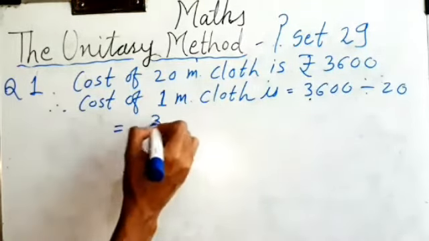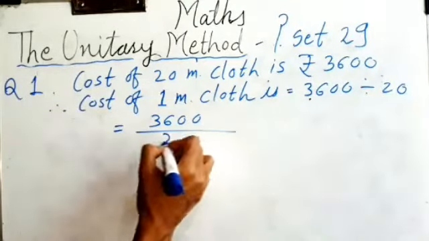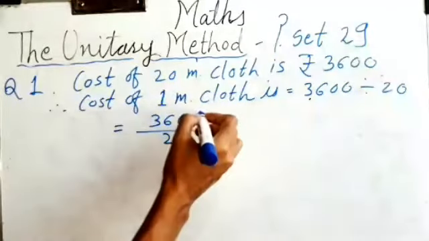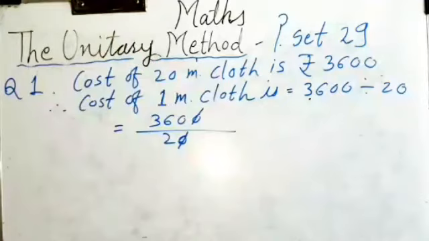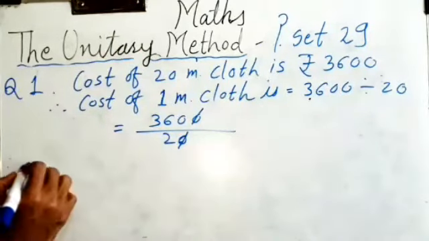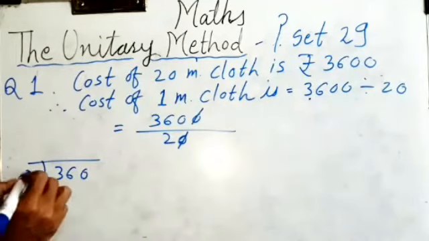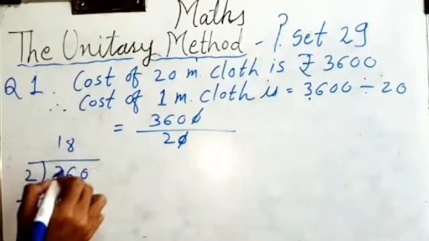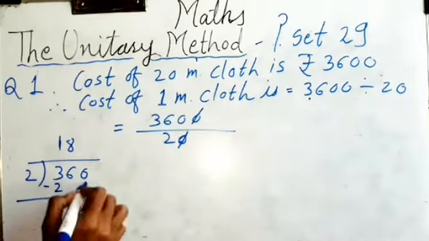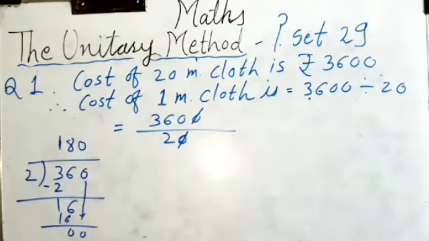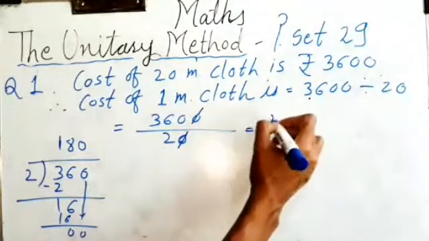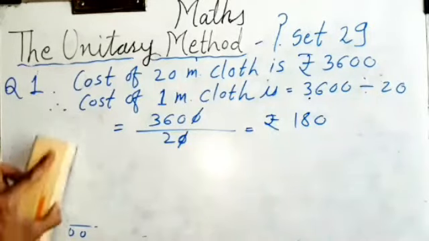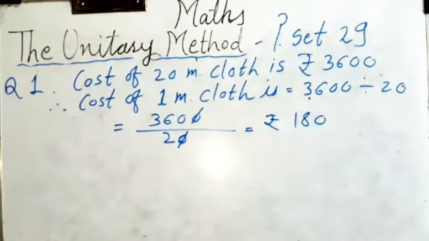You can write this in the form of a fraction; it will be easy to divide. So I have done 3600 upon 20. This 0 will cancel with this 0. Then you have to divide 360 by 2. See, 360 divided by 2: 2 ones are 2, 2 8s are 16, and when this 0 comes down, for that 0 we write 10. That means I got rupees 180. Always write rupees.